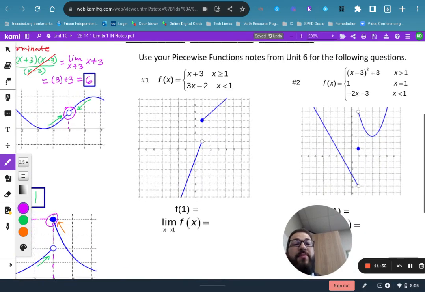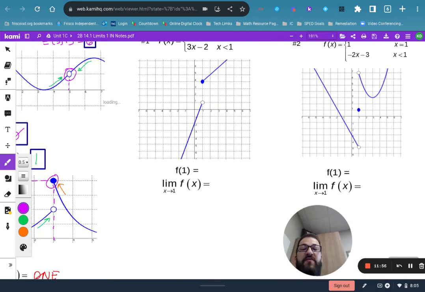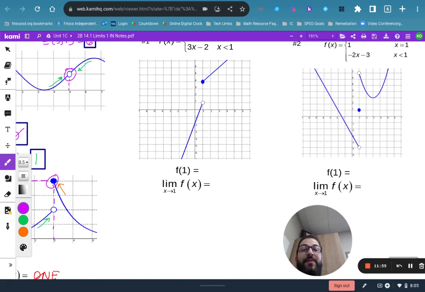Hey, so I want you to go ahead and practice real quick by doing number 1 and number 2. For number 1 and number 2, I want you to find the value of the function. I want you to find the limit as x approaches 1 of the function. And then I also want you to find the one-sided limit. So the limit as x approaches 1 from the left and the limit as x approaches 1 from the right. So go ahead and pause the video now and try these on your own, and then I'll explain them here in a second.